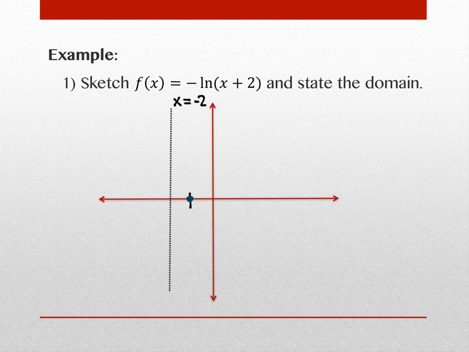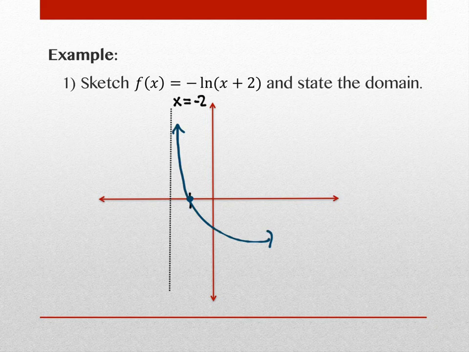So instead of the graph increasing without bound, it's going to decrease without bound. And so the graph will look something like this. That's terrible. Let's try again. Ish. Right? A little bit of hand waving.